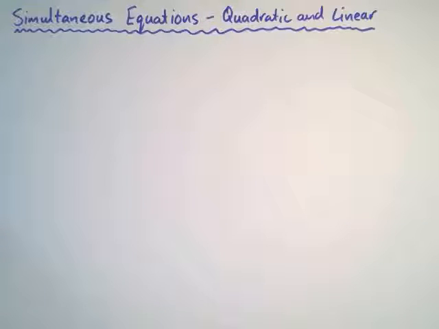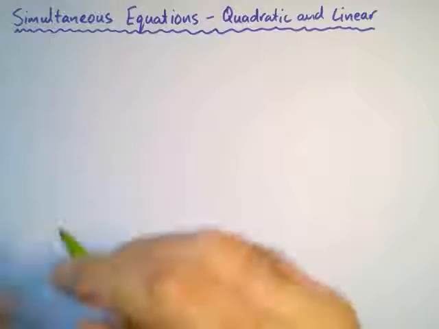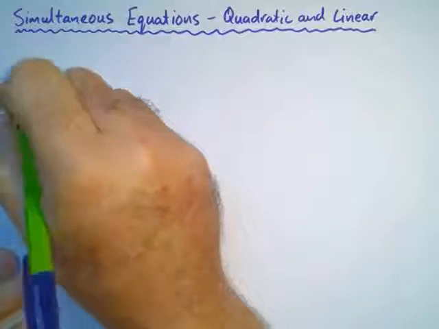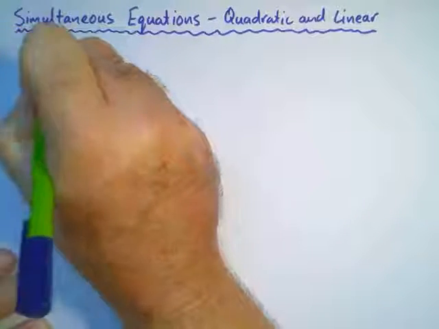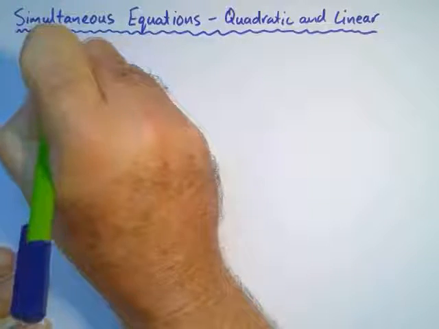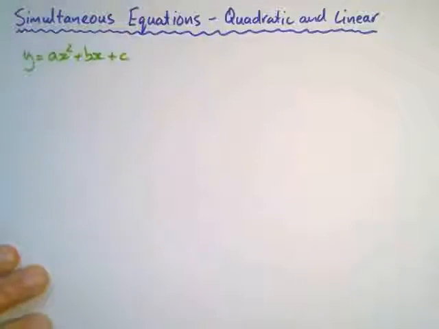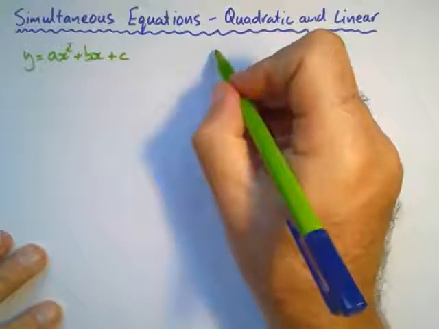Simultaneous equations, quadratic and linear graphs at once. So let's quickly have a look. Let's say I have an equation. I'm just going to use the general equation: y equals ax squared plus bx plus c. And let's say it looks like this.